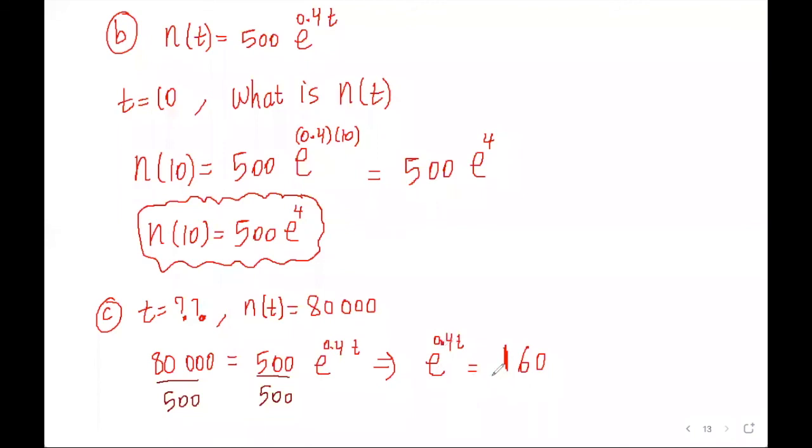Now take the ln of both sides. So ln of e to the 0.4 times t is equal to ln 160.